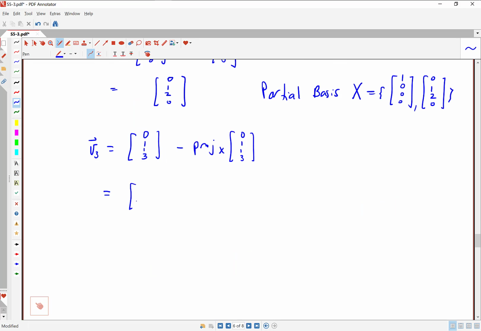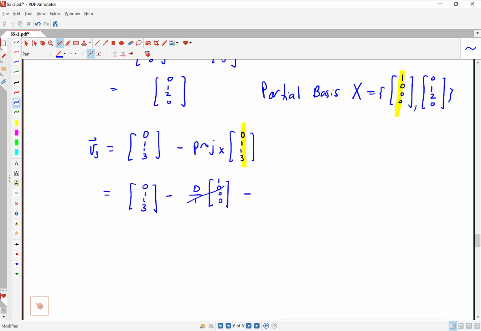So let's run through the details. We'll have 0, 1, 1, 3 minus, now we're going to project 0, 1, 1, 3 onto our first basis vector. So doing the dot product, that's 0. And so effectively nothing else matters here. This is just going to end up being the 0 vector. But if you wanted to write down the details, it would be divided by length squared of the vector that you're projecting onto, and then times the vector that you're projecting onto. Okay, so basically that's the 0 vector.